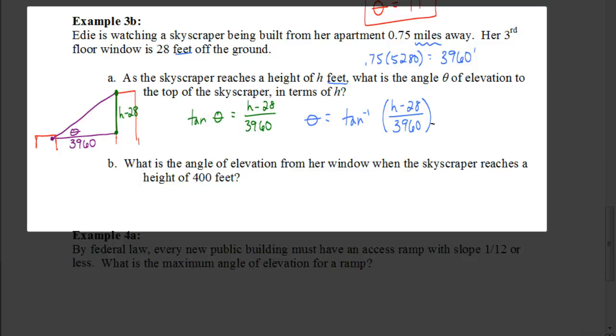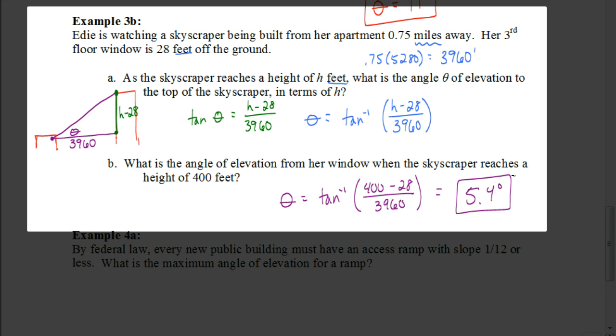So in part B, when it says, what is the angle of elevation when the skyscraper reaches a height of 400 feet, we just put 400 in for h. So theta would equal the inverse tangent then of 400 minus 28 divided by 3,960, which when you do that on your calculator, you get about 5.4 degrees would be her angle of elevation.